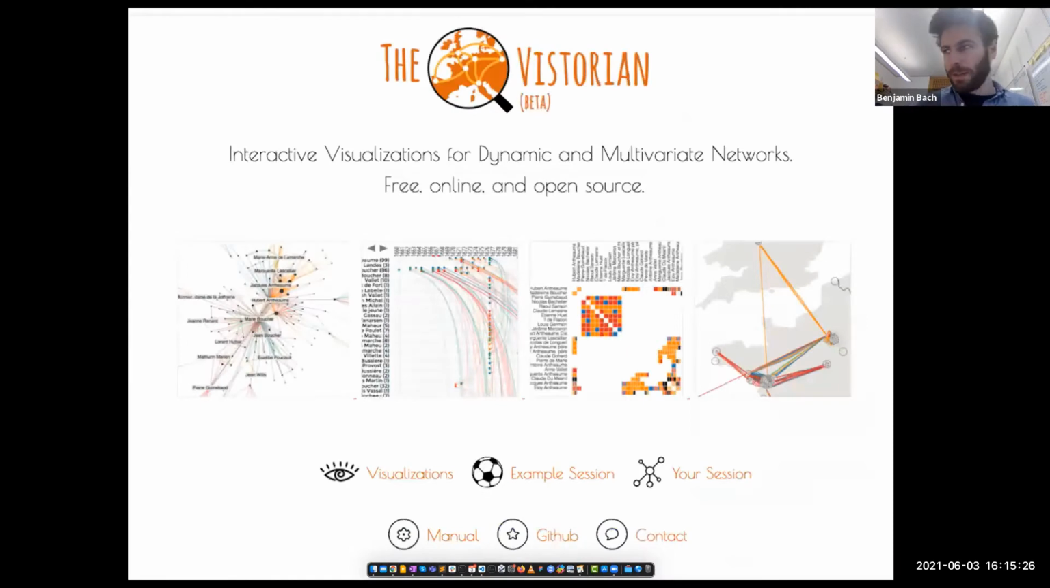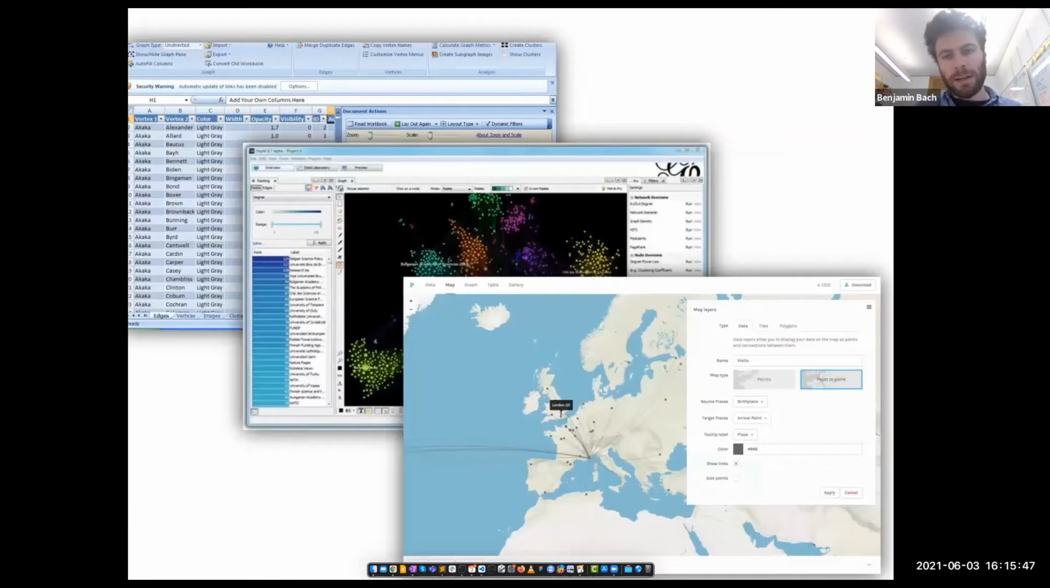Now, why are we building a new one? In a way, the Vistorian is also providing an open set of network visualizations like those tools as well. But there are a couple of differences, and that links the Vistorian to multiple representations, because those tools I've just shown mainly rely on node link diagrams. In a few minutes, I'll explain some of the problems with node link diagrams, and why we need these other representations that I've shown you in the slide before.